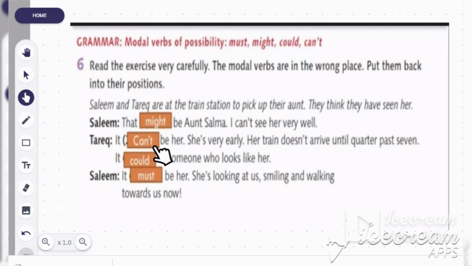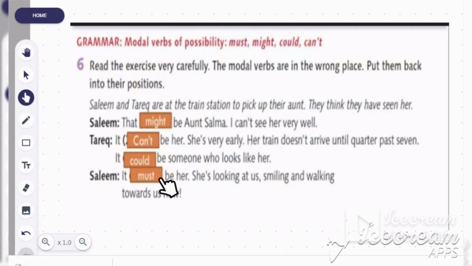It can't be her. Can't هون مستحيل. ليش؟ She's very early. Her train doesn't arrive until 7:15. يعني ما راح يجي حتى 7:15. معناته الوقت ايش ماله متقدم. Okay? It could be someone who looks like her. هنا 70%. ليش حكينا could؟ إنه حدا بيشبهها. Okay. It could be someone like her. Okay?